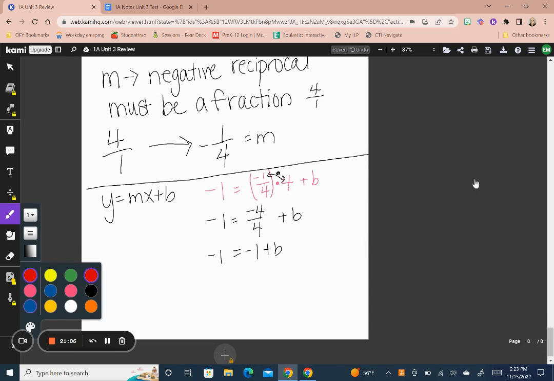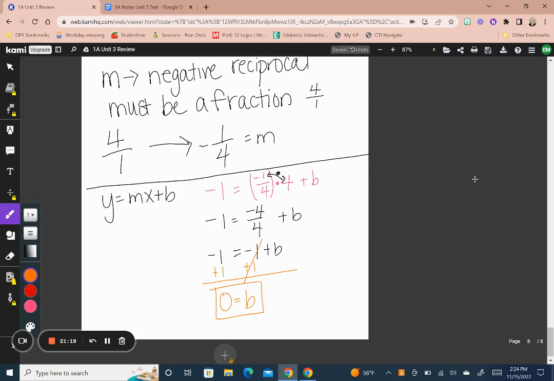Okay, so we want to get b by itself. So we're going to get rid of this negative with an addition. So plus 1 cancels out. Negative 1 plus 1 gives me 0. So 0 is equal to b. Okay, so for this final step, y equals our m, which is negative 1/4, plus our b, which is 0. So we get y equals negative 1/4x plus 0. And that covers our review.